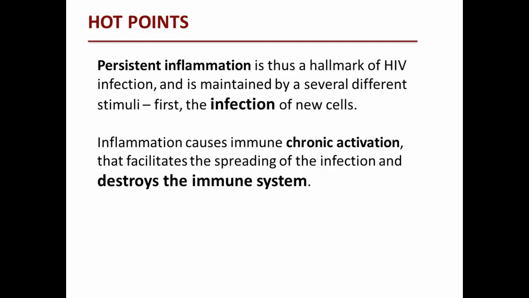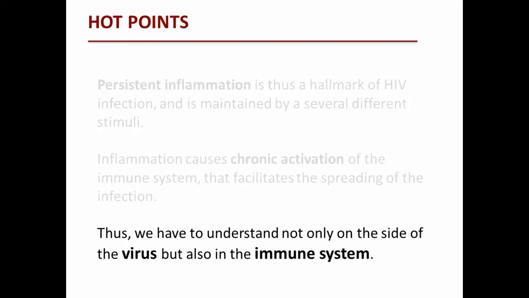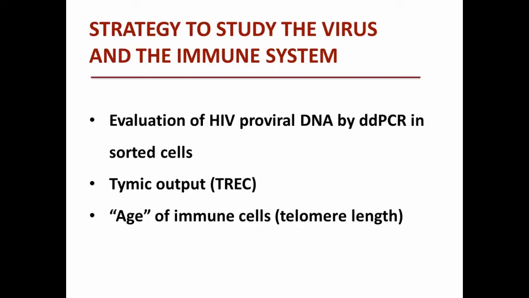On the other hand, we know that persistent inflammation induces a chronic activation, and a chronic activation destroys the immune system. So measuring parameters which are related to the immune system means that we can understand not only what happened on the side of the virus, because the virus is very well controlled by therapies, but also on the side of the immune system. And which are the strategies that we are using to measure the activity of the virus and the activity of the immune system?